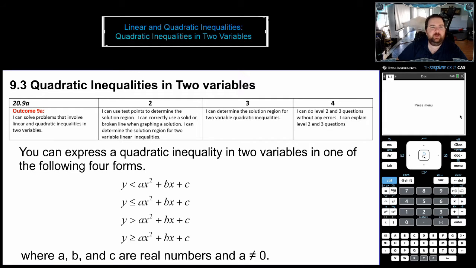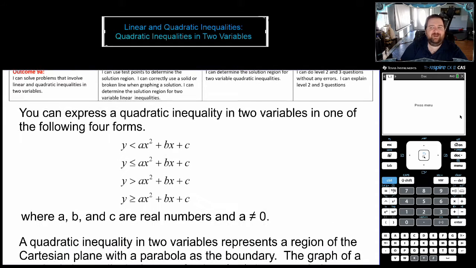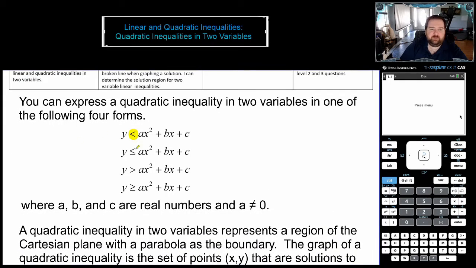Today we are going to be continuing on in our unit on linear and quadratic inequalities. We're still focusing on inequalities in two variables, but today we're going to be looking at quadratic inequalities. So it's going to be very similar to the last lesson where we're dealing with less than or equal, greater than or equal. But now we have quadratics in general form.